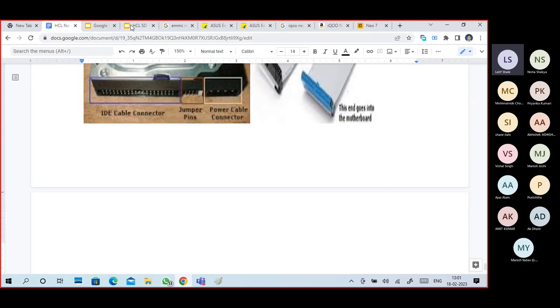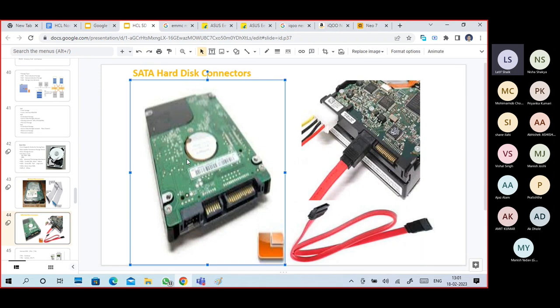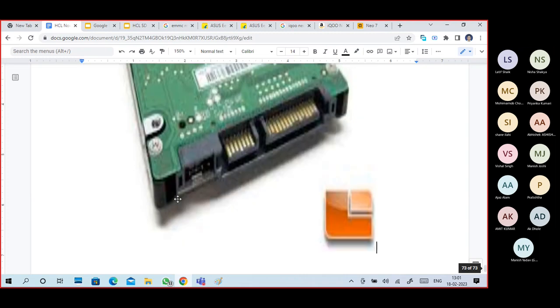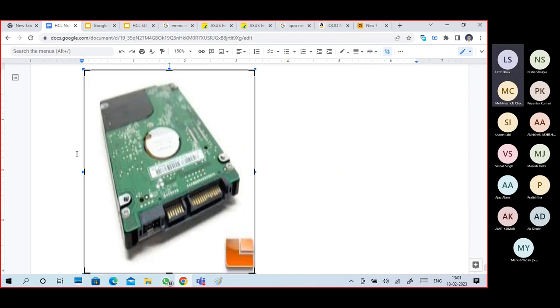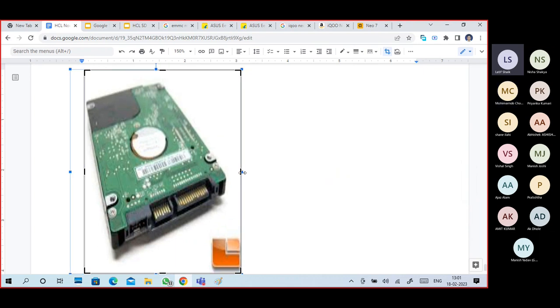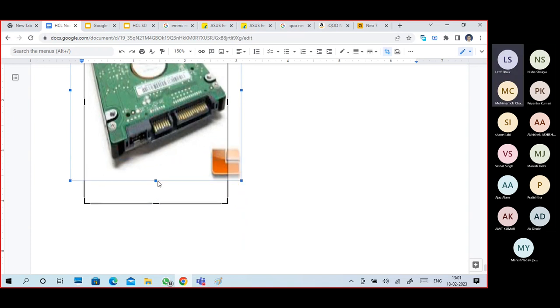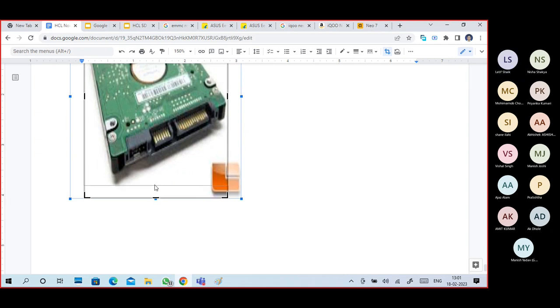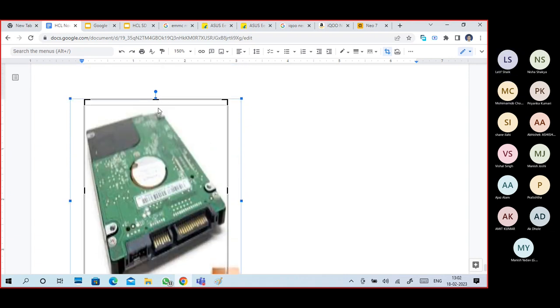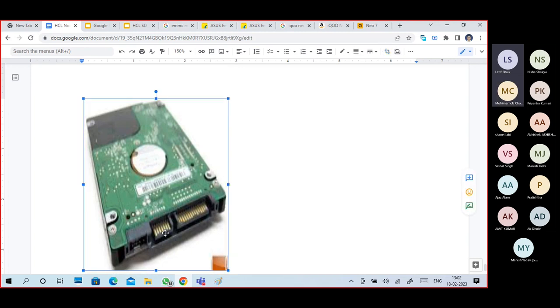Now we are using a SATA type of hard disk. If you see this SATA type of hard disk, mainly a hard disk has two important connectivities. One is the data connection, another one is the power connection. Even if it is IDE or SATA, two points: one is the data connector, another one is the power connector. The small one is the data connector, the big one is the SATA power connector.